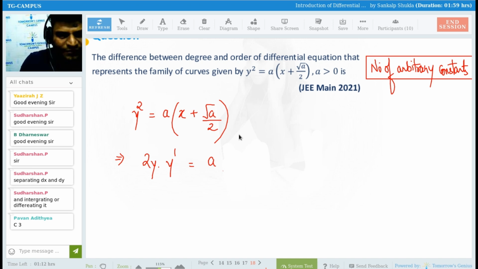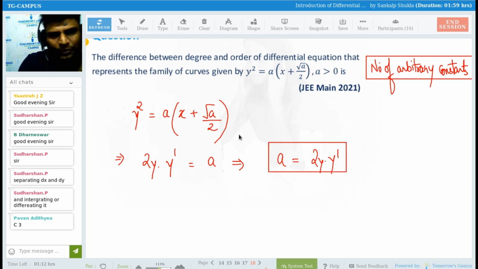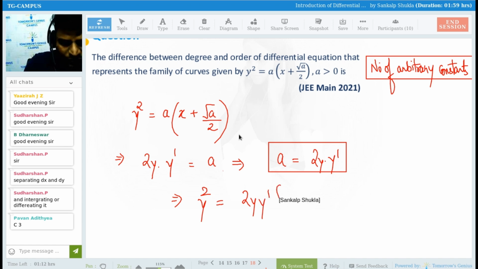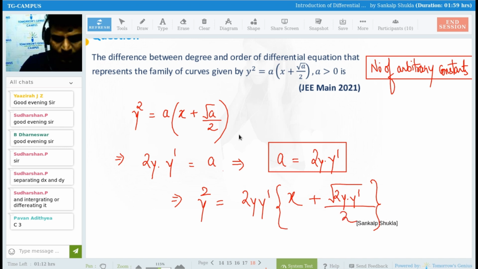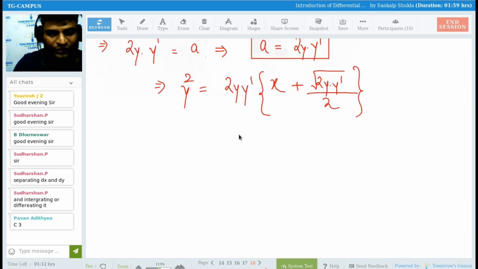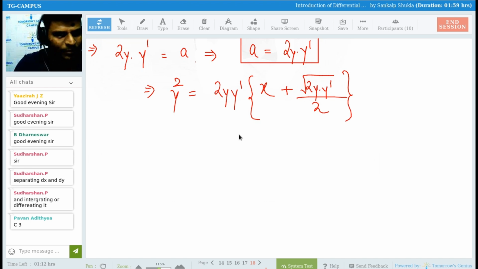So we have the value of a as a is equal to 2y y dash. Now just put this value over here. So y square is equal to a, that means 2y y dash into x plus root a by 2. So root 2y y dash, root 2y y dash by 2. Since we have one problem over here, this y and y will get cancelled.